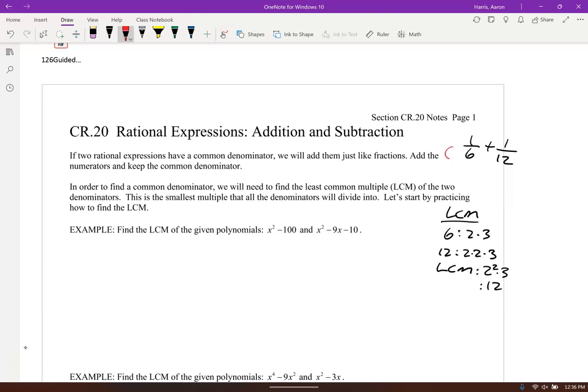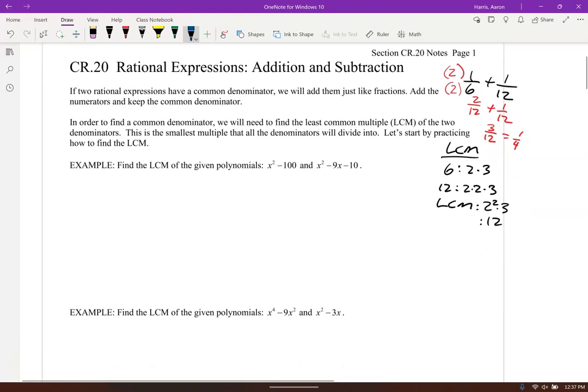And so then you could actually add these, but you'd have to give this another 2. So you'd have 2 twelfths plus 1 twelfth. So again, that 2 plus 1 all over 12, 3 twelfths or 1/4. So we're finding a common denominator, we're finding the least common multiple. We're going to practice because we're going to be adding and subtracting rational expressions, so we're going to have to find a bunch of common denominators. So let's go ahead and practice finding least common multiples.